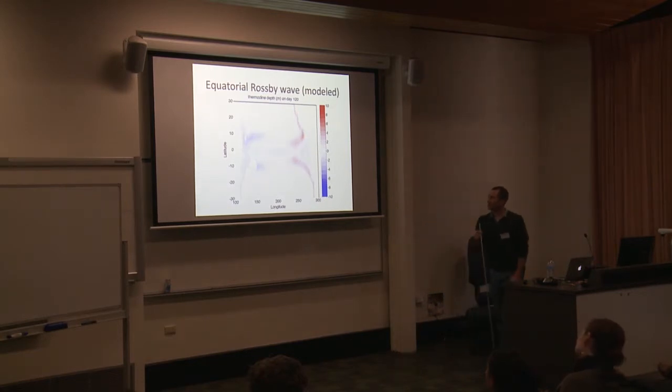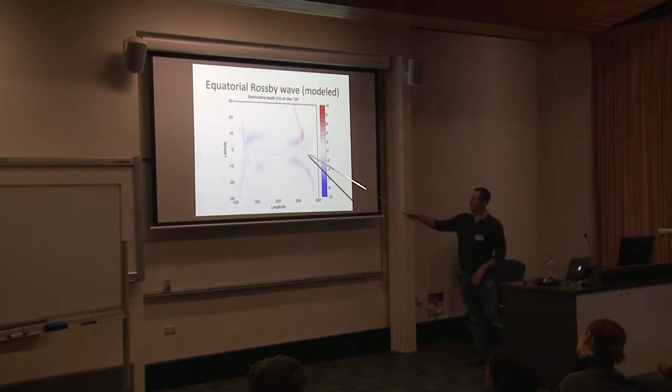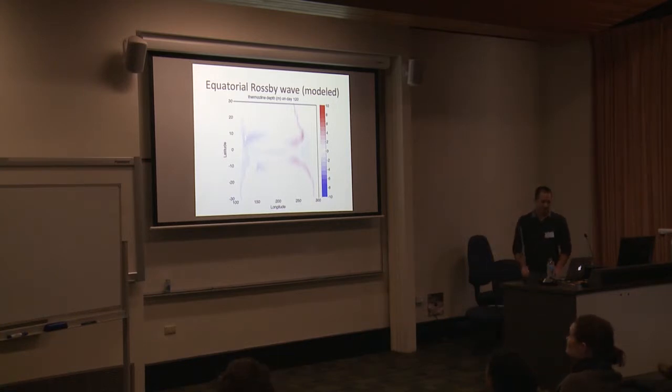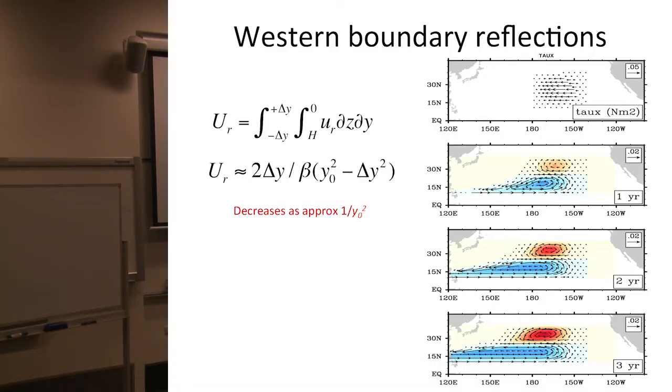I think these waves are very interesting, but one of the most interesting things about them is their reflection, how they reflect from the boundaries. The waves themselves and the reflection of these waves are one of the key dynamical mechanisms of El Nino events. So we're going to talk a bit now about these reflections along the boundaries.